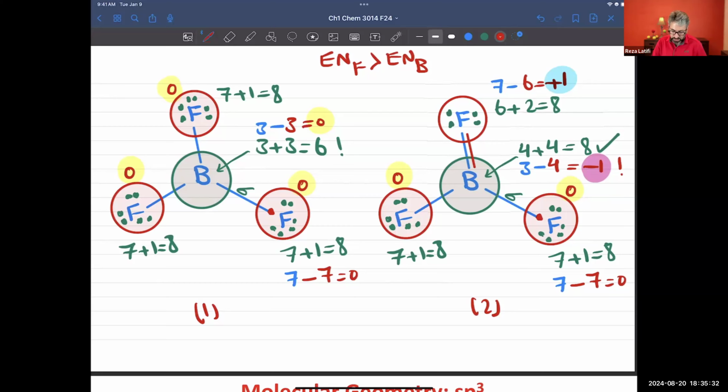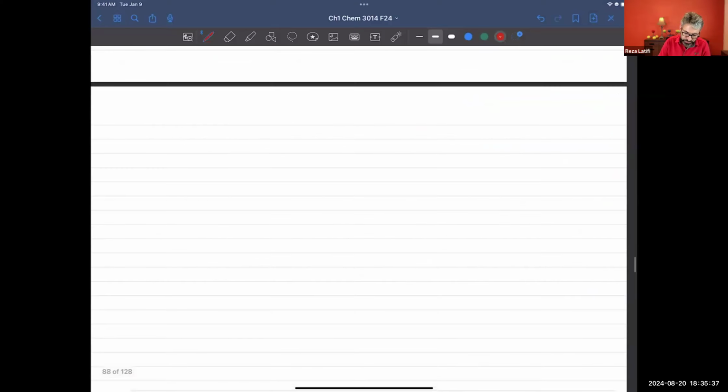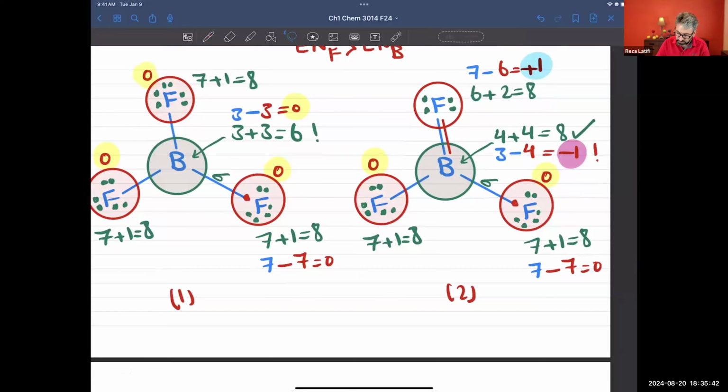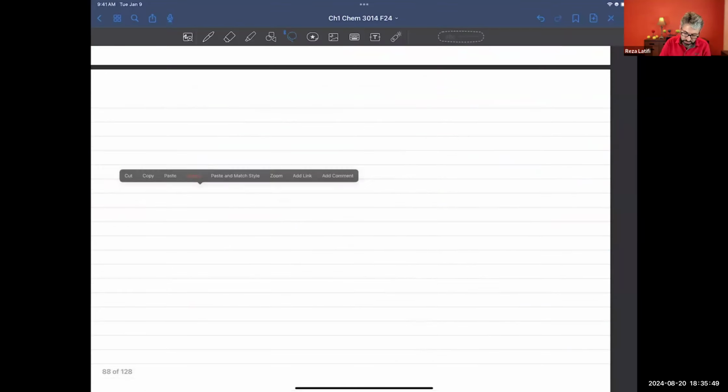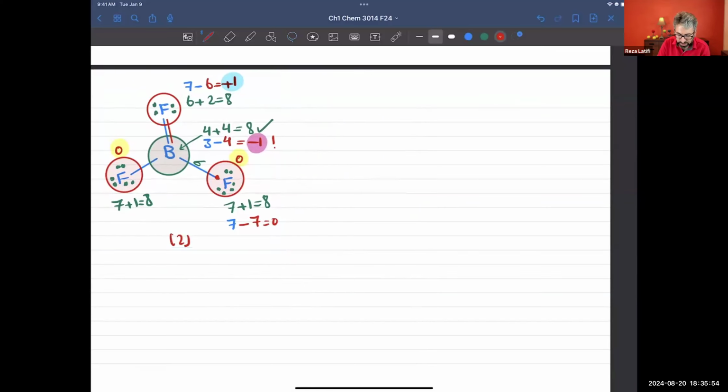Okay, let's go talk about the hybridization. Again, it doesn't matter which Lewis structure you pick. For example, if I pick this, I'm going to say I have 3 sigma bonds for the central atom and 0 lone pair. Sigma plus lone pair, I got it equal to 3.